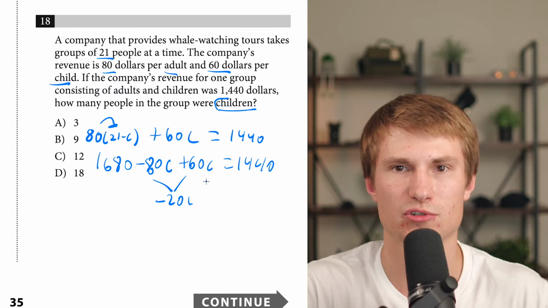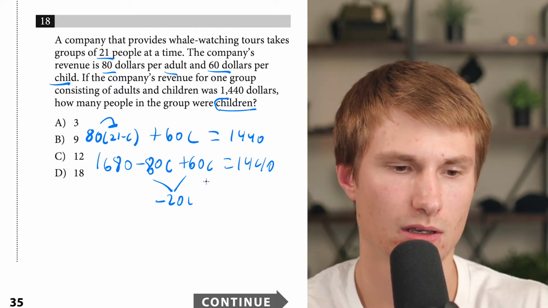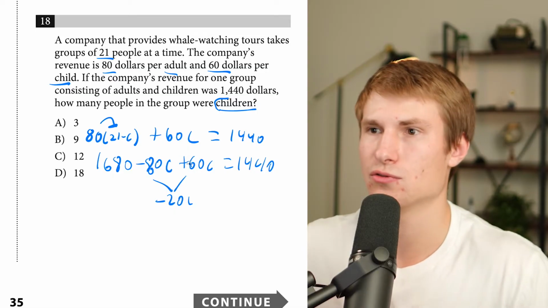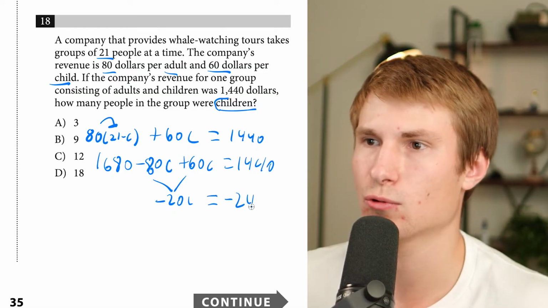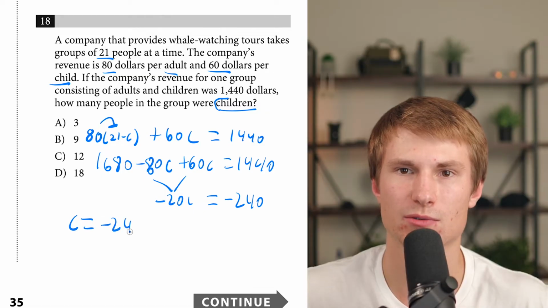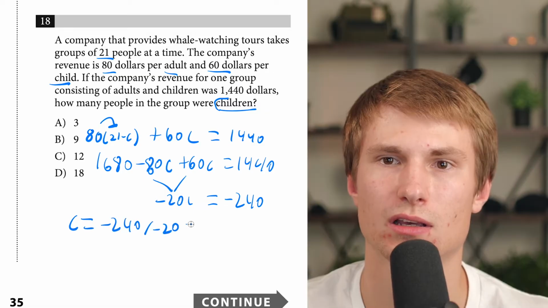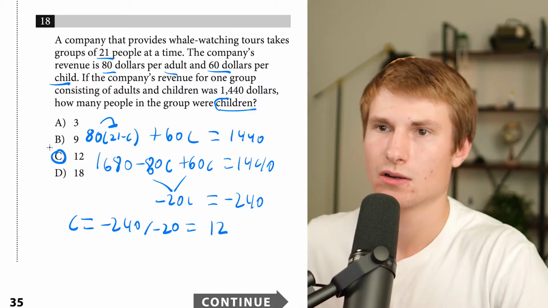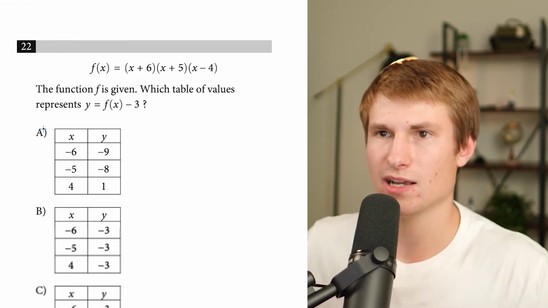From there, let's go ahead and subtract 1680 from both sides. So that's 1440 minus 1680. That's going to leave us with negative 240. So that's going to equal negative 240. From there, we go ahead and isolate C by dividing both sides by negative 20. So we got negative 240 over negative 20, and that will give us positive 12 for the number of children. So our answer there would be C. From there, we can move on to question number 19.